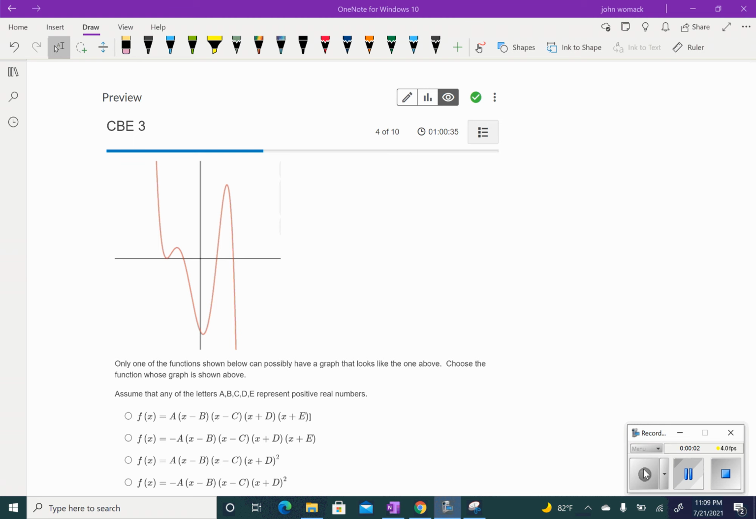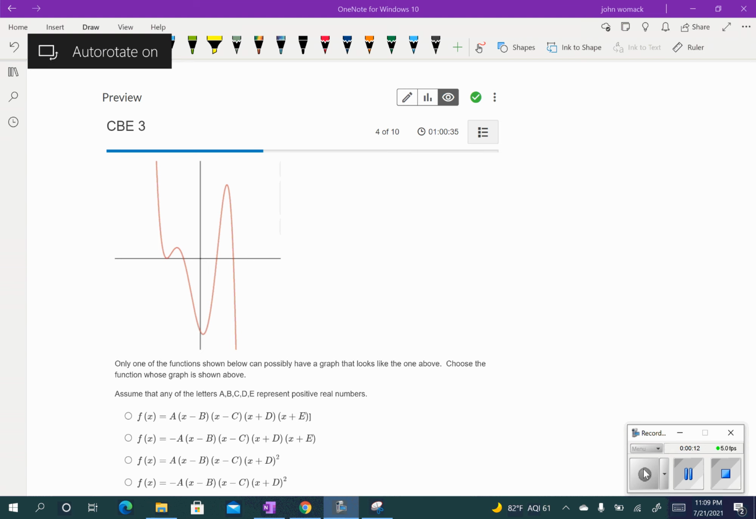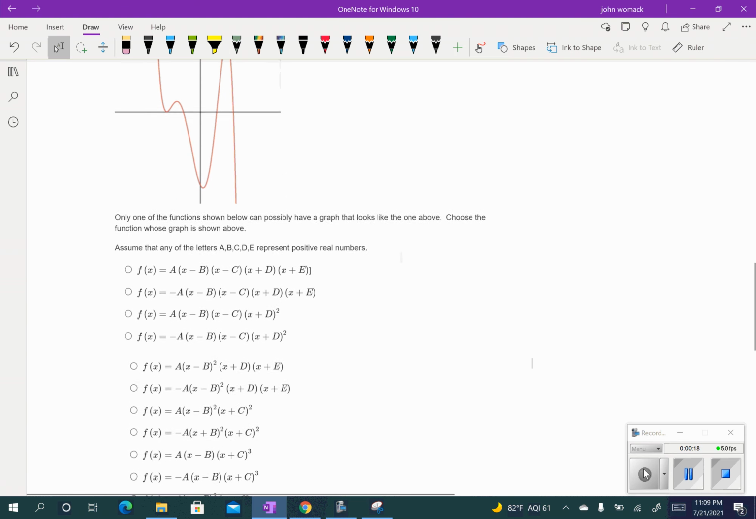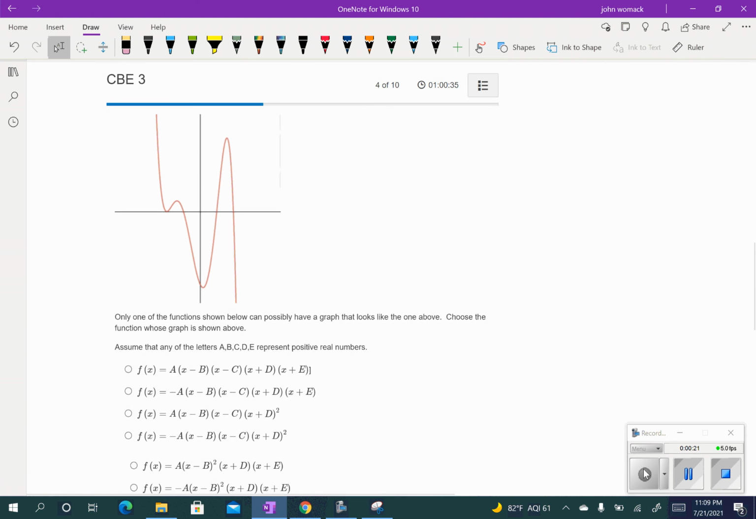So here's question 4 on CBE 3. It says only one of the functions shown below could possibly have a graph that looks like the one above. Choose the function with the graph shown. So what I start with on these is, if you look at the options, they all start with A, and then you have intercepts B, C, D, and E.